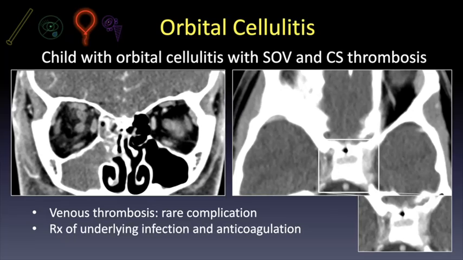This case of a child with orbital infection and sinusitis shows fat stranding within the intraconal space of the right orbit. Compared to the normal left superior ophthalmic vein, the right superior ophthalmic vein is enlarged and hypoattenuating due to thrombus. This child also had cavernous sinus thrombosis, as evidenced by a hypoattenuating filling defect in the cavernous sinus. Venous thrombosis is a rare complication of orbital infection. Treatment generally includes management of the underlying infection as well as anticoagulation.